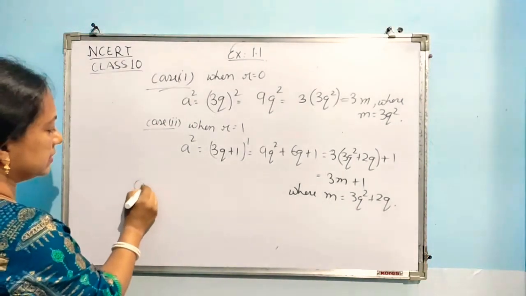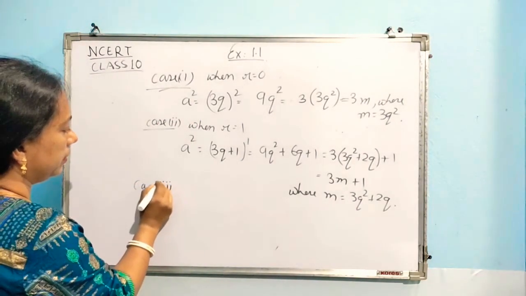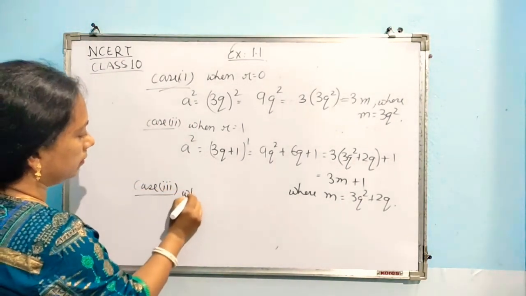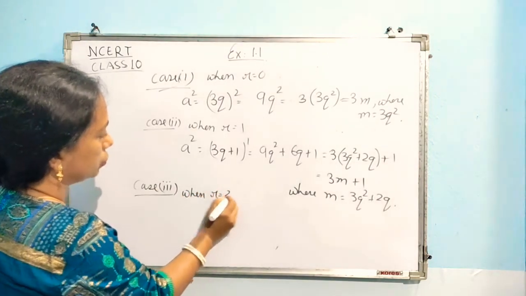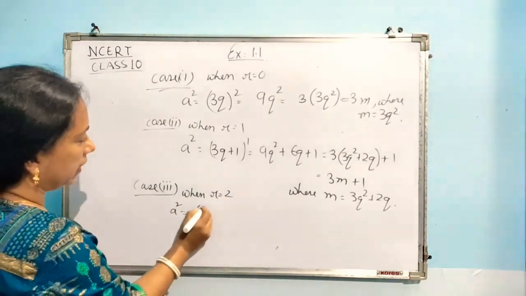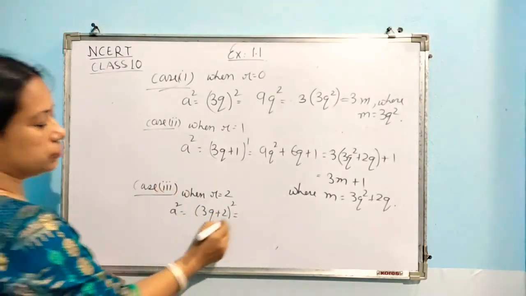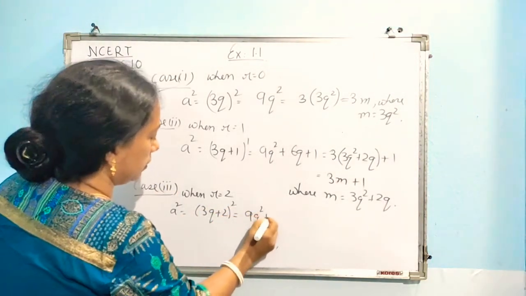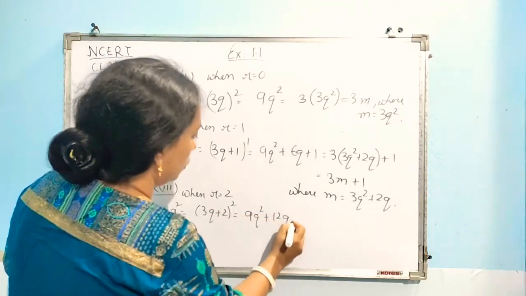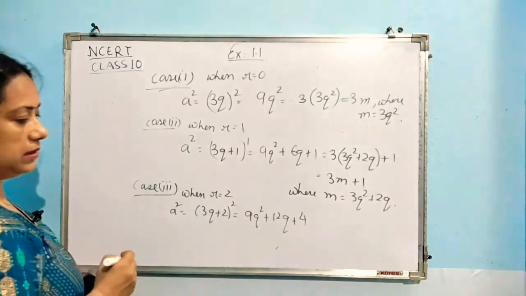The last case is left. Case number 3, when r is equal to 2. So what will be the value? 3q plus 2 whole square. Again a plus b whole square: 9q square plus 12q plus 2 to the power 2, which is 4, isn't it?